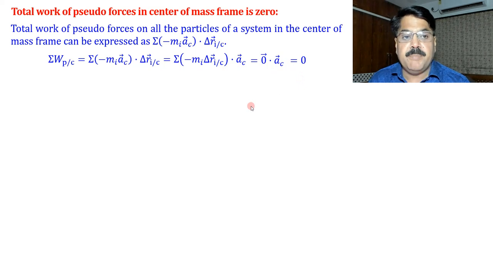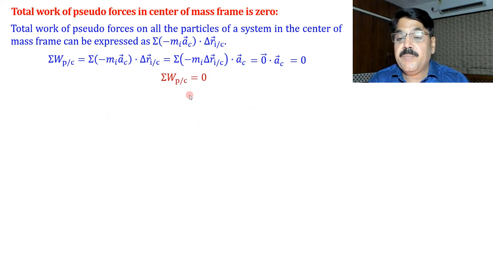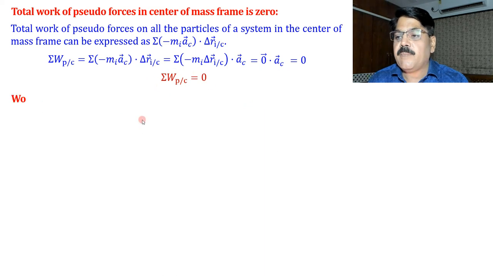It is a great simplicity while using the energy method in the center of mass frame when external forces are acting. When external forces are acting, the center of mass frame is a non-inertial frame, but the total work done by pseudo forces in that frame is 0. So that is great simplicity. Now we concentrate on another remarkable idea. Before that, let us write it. We have written it in red color: summation W by pseudo forces in the center of mass frame is 0. It is such a remarkable idea that I have written it again in red color.